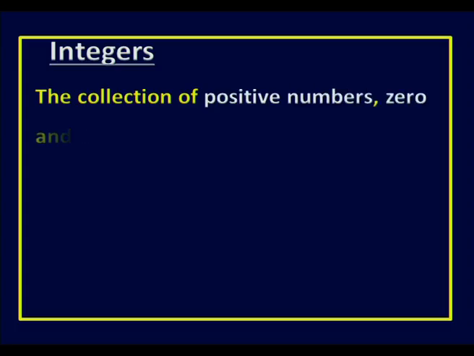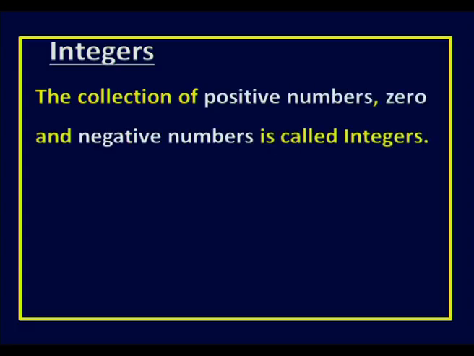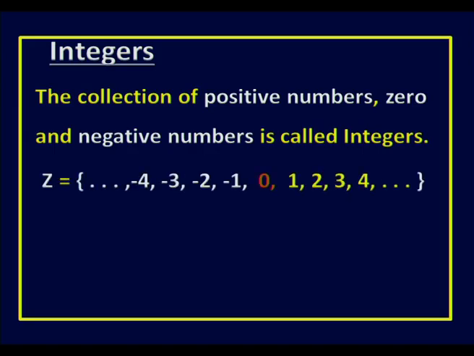So, children, let us see what these numbers are called. So, integers: the collection of positive numbers, 0 and negative numbers is called integers and we write it as Z is equal to, you can see curly brackets, in between that we are writing these numbers, that is 0, 1, 2, 3, 4 and so on, minus 1, minus 2, minus 3, minus 4 and so on.